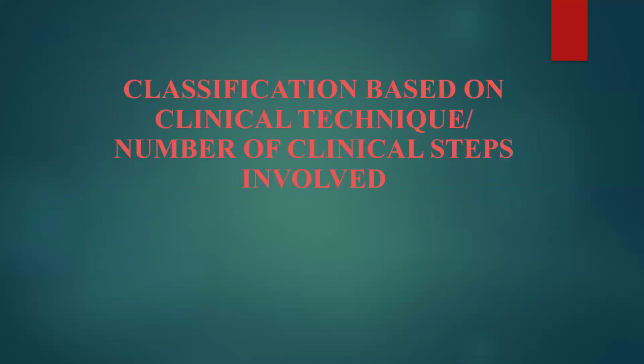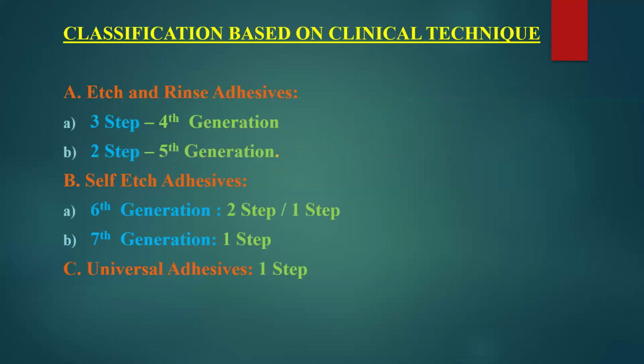Now, the third one: the classification based on clinical technique or number of clinical steps involved. It includes, first, etch-and-rinse adhesive: 3-step, 4th generation; 2-step, 5th generation. Self-etch adhesive: 6th generation, which includes a 2-step or a 1-step, and the 7th generation, which is 1-step. And the last one is a universal adhesive, which is a single step.